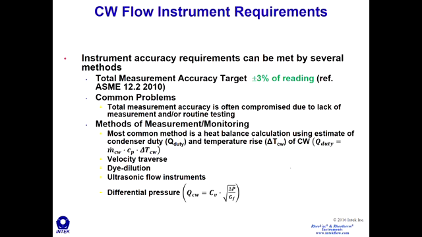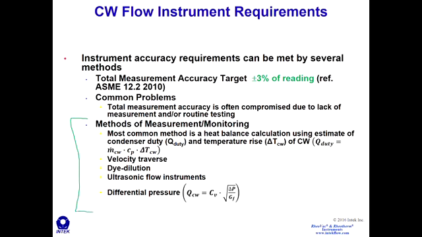Now, cooling water flow instrumentation requirements. The instrument accuracy requirements can only be met by several methods to conduct a PTC test. It needs to be plus or minus 3% of reading. Some common problems are that total measurement accuracy is often compromised due to lack of a measurement or routine testing. So here are some methods of measurement.